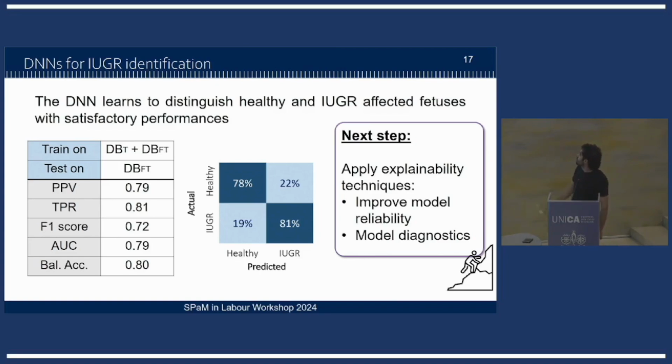And the next step, of course, as has been said before, is explainability. One, because we want physicians to trust our model and to understand what the model is doing. Otherwise, it might seem a bit random, and also as a form of model diagnostic, to make sure that what we are learning is actually what we want to learn, and it's not just another bias like the one concerning gestational age.